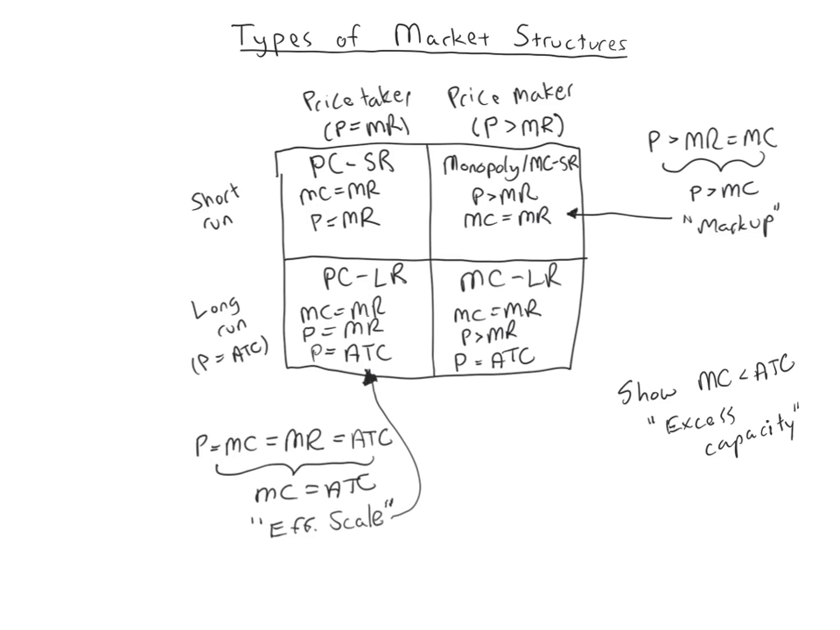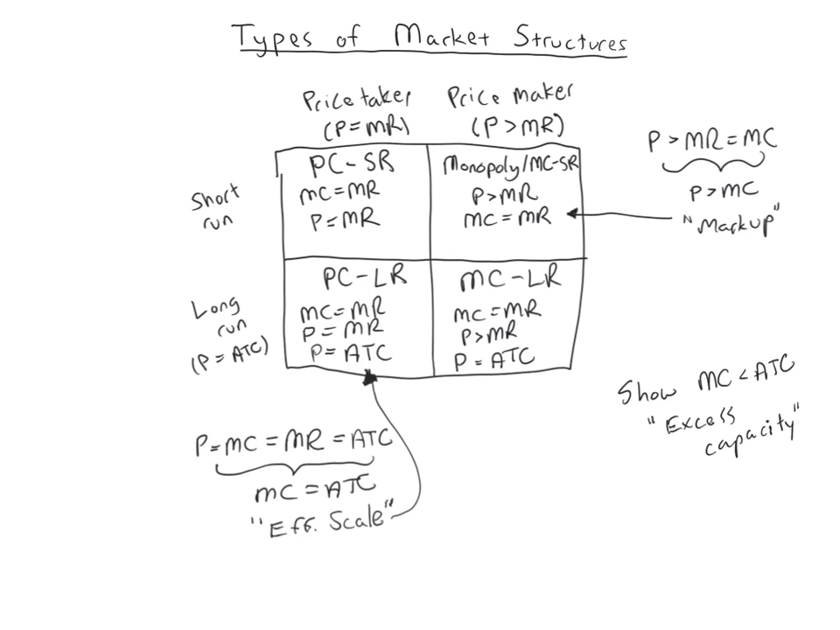And we don't have to memorize these sets of equations together. You just get them by saying, okay, if we're in the long run and we're a price maker, then we're in the bottom right. So we have, by definition, P equal ATC, P greater than MR, and every box has MC equals MR. Then knowing we have these three, we can show things like MC is less than ATC, that we have excess capacity. So there's not a lot you need to memorize.